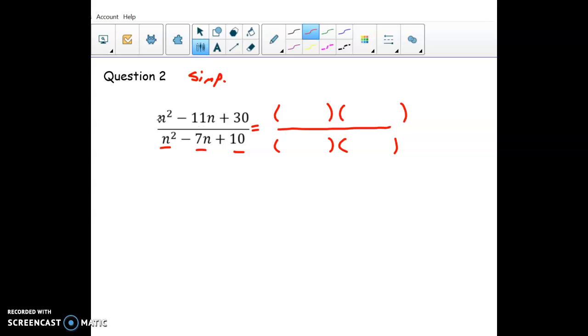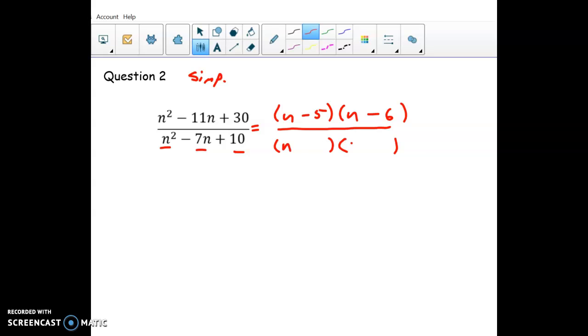For the top part, we need n and n for the n squared. And then they have to multiply to positive 30 and add up to negative 11. Okay, this means there's 2 negatives, because they still multiply to positive 30 and add up to a negative, and then it should just be 5 and 6. And again, make a big list of things that multiply to 30 if you're not sure.